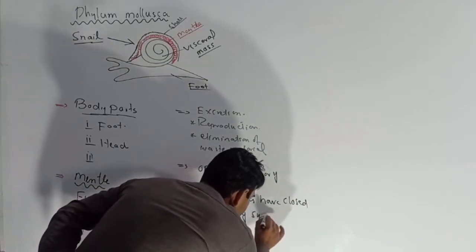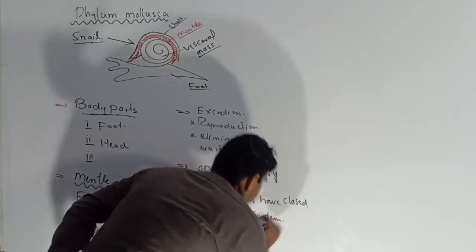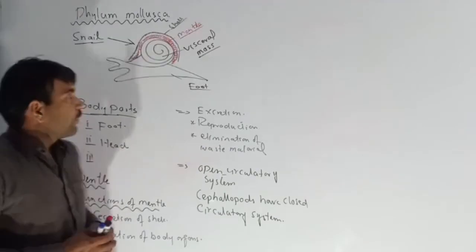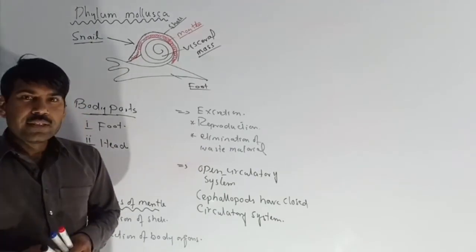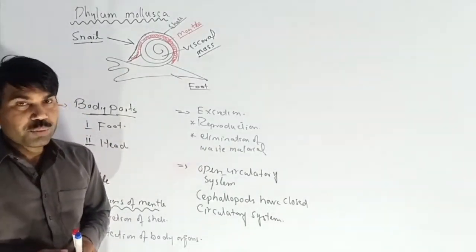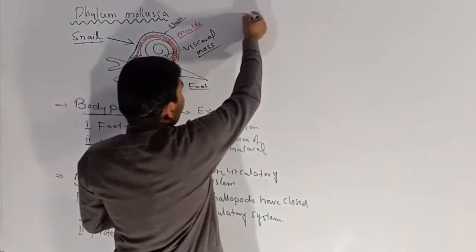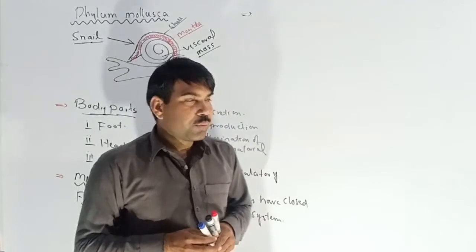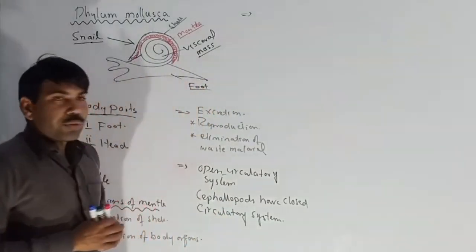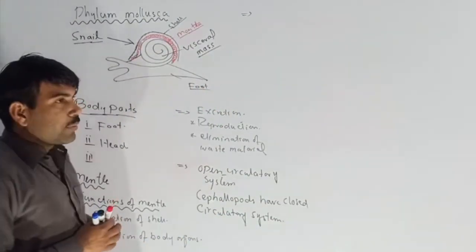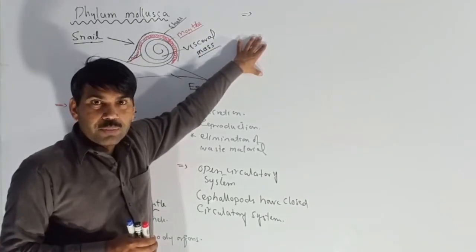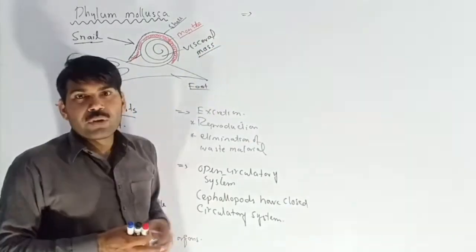Closed circulatory system, actually. So the next character of the phylum Mollusca is that these are protostomes. So what are the organisms which are known as protostomes? When we talk about the protostome, we have to take an example. So please stop this lecture here and try to understand about the protostome.